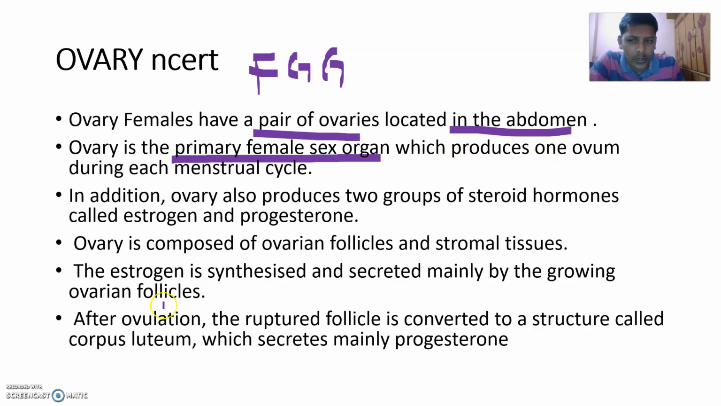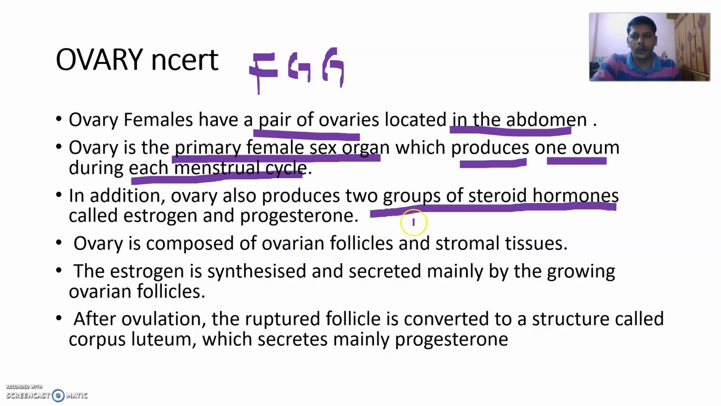which produce an ovum. The ovary produces one ovum during each menstrual cycle, that is, during each reproductive cycle. When a girl matures, from that time onwards until around 45 to 50 years. In addition, the ovary also produces two groups of steroid hormones. One is called estrogen, the other one is called progesterone.